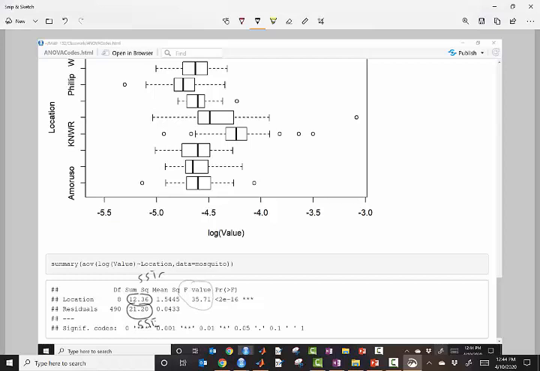And we can see in this case our p-value is incredibly low. It looks like there is a highly significant difference in expression levels between these different sites. So we hope that this has given you some ideas about ANOVA.